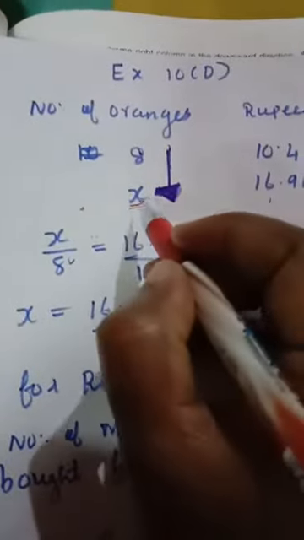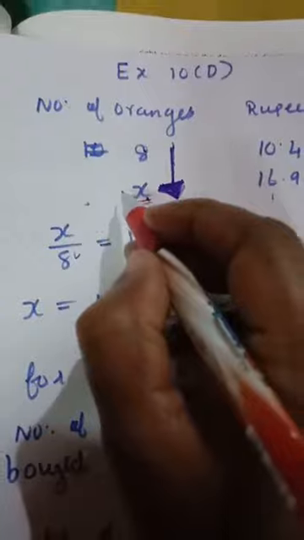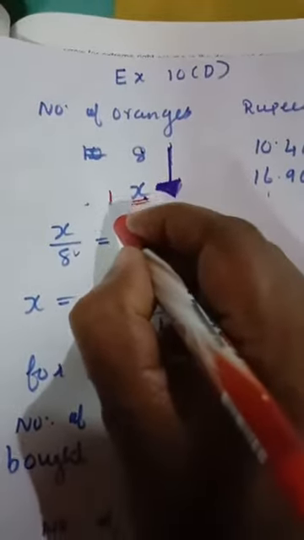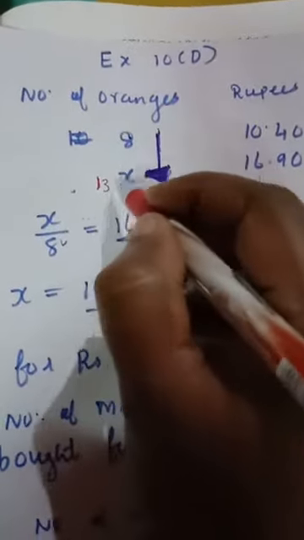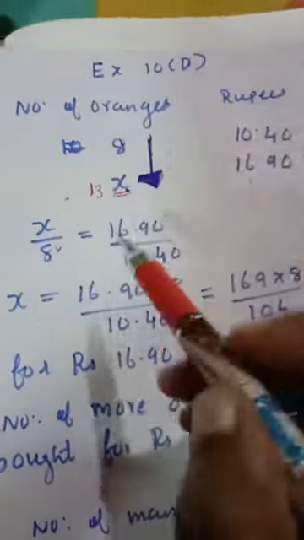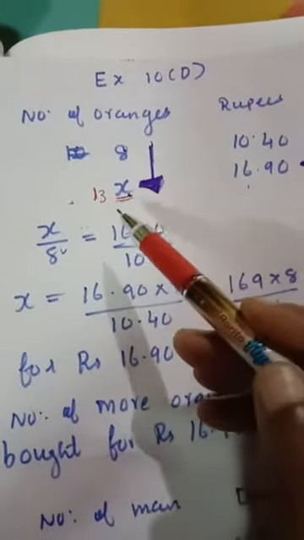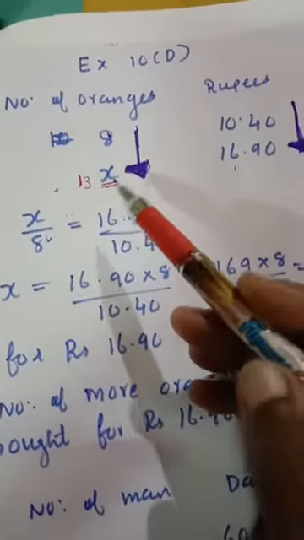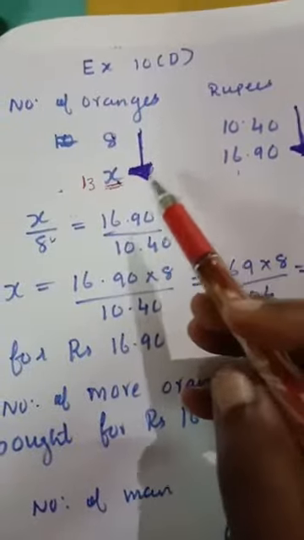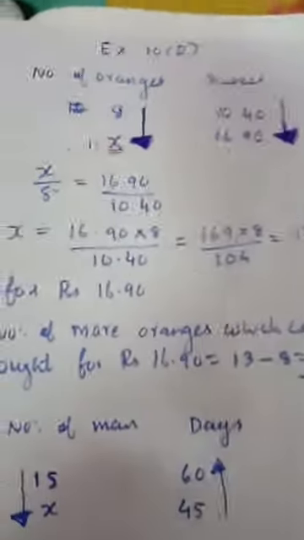See, the value of x is 13. Here 13, we got 13. So 13 and here 8. What is the difference? 13 and 8. 13 minus 8 is 5. How many more oranges? So 13 minus 8.